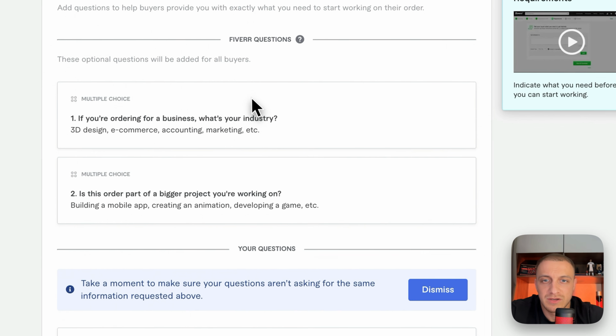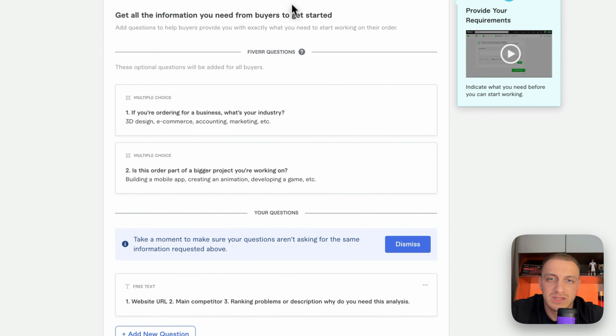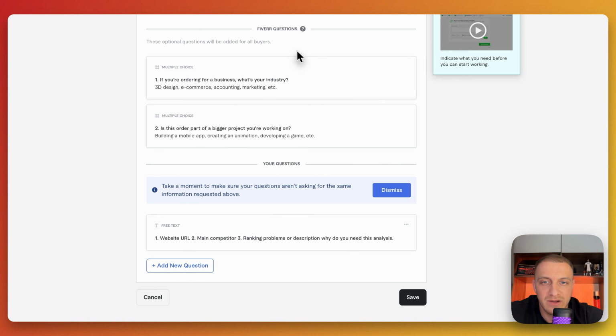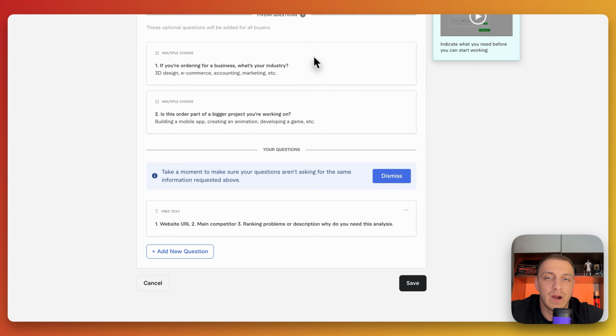Next, it's your requirements section. It's simply everything you need from the customer before you start working. This will be completely different depending on your service. For my SEO audit, I need just a website URL, a competitor URL, and information about the problems they are currently facing. A simple rule: if you know you are going to ask the buyer for something after they order, consider adding it to your requirements now.